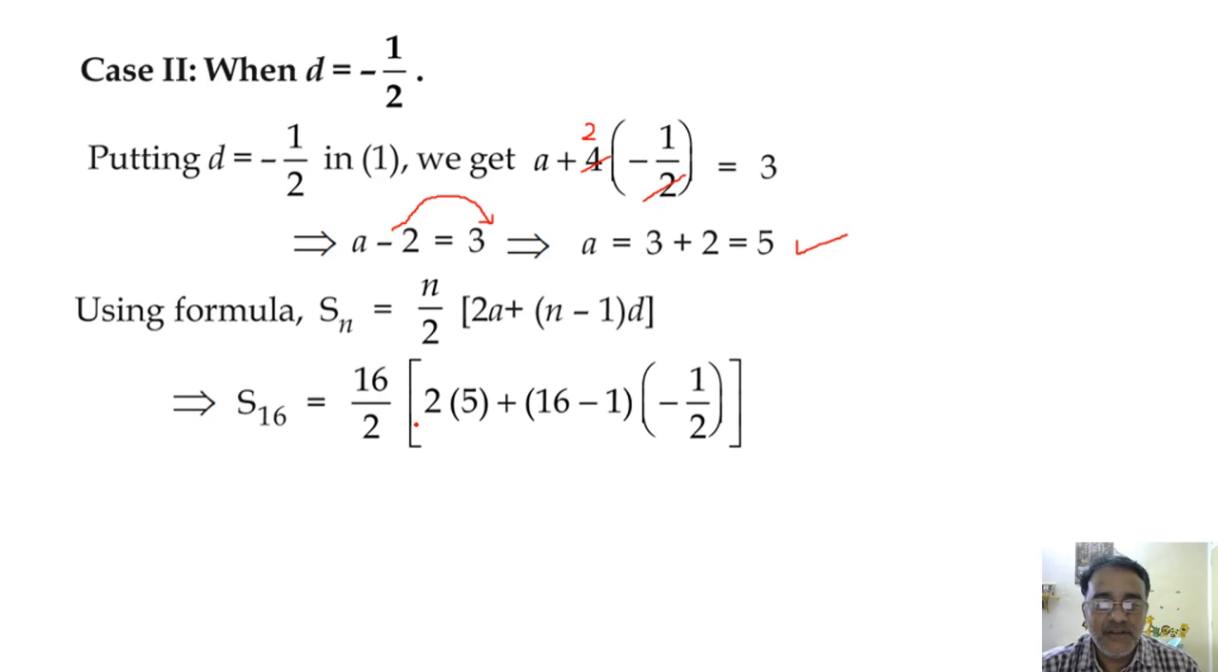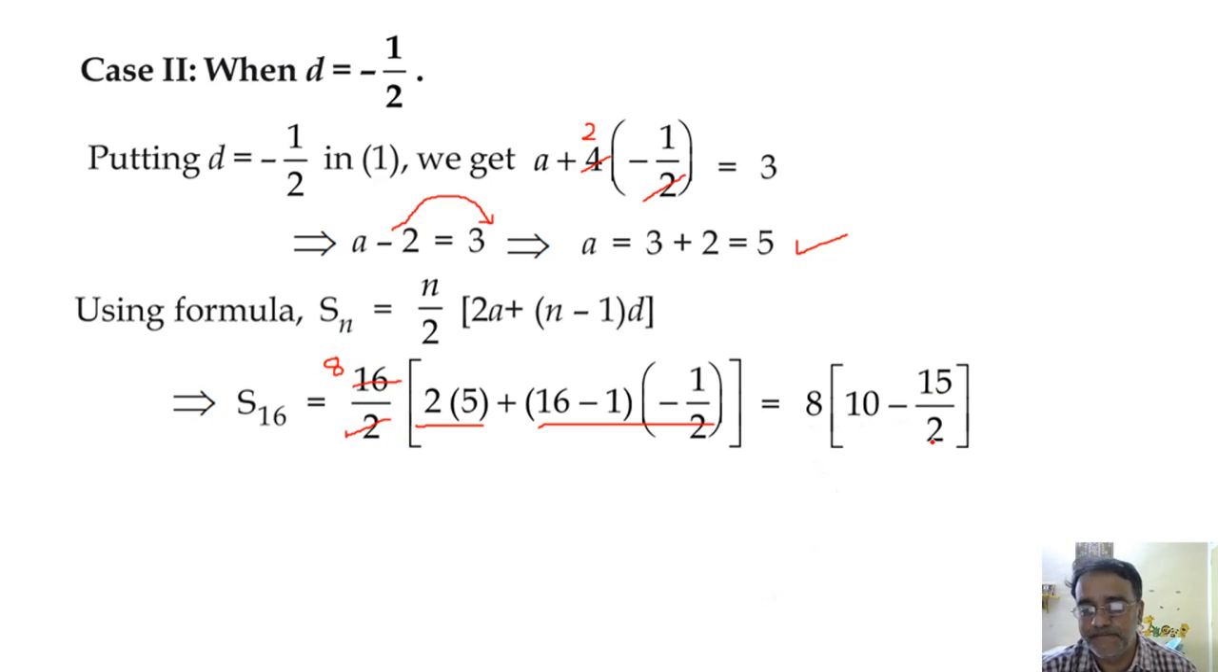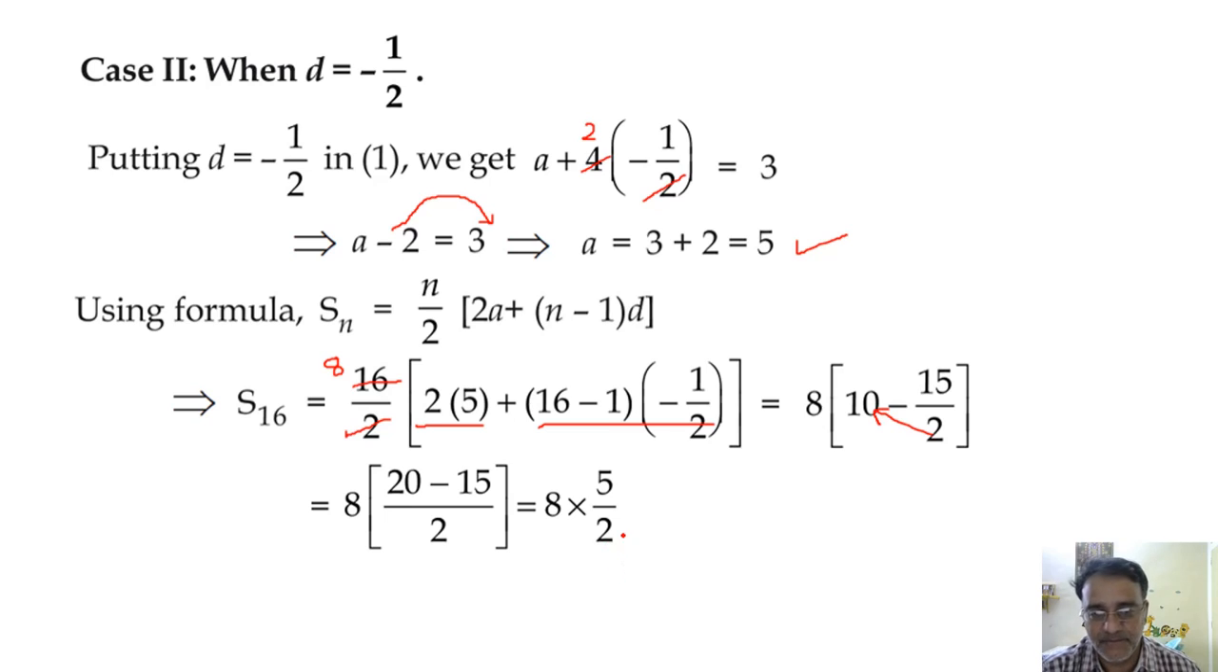Here we get 10 and here minus 15 by 2. And this you can cancel it if you want. So 8 into (10 minus 15 by 2). So take LCM. So you will get 20 minus 15 by 2, that is 5 by 2. So what is the final answer? 20. Right. So we got the values. In the first case we got 76, in the second case 20. Any doubt in these questions?